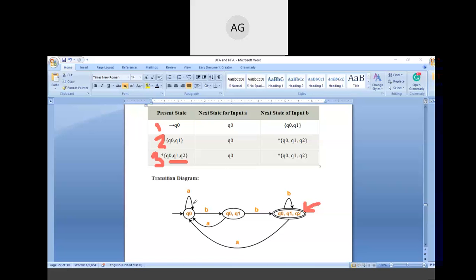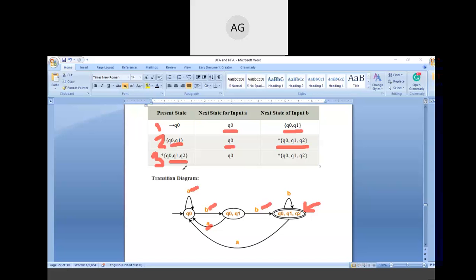So now we can make the transitions. On getting input A on Q naught, we stay at Q naught. So this transition will be made. On getting input B on Q naught, we move to Q naught, Q1. So this transition is made. Now we can write the transitions of Q naught, Q1. On getting input A on Q naught, Q1, we move to Q naught. So this transition is made. On getting input B on Q naught, Q1, we move to state Q naught, Q1 and Q2. So this transition is made.